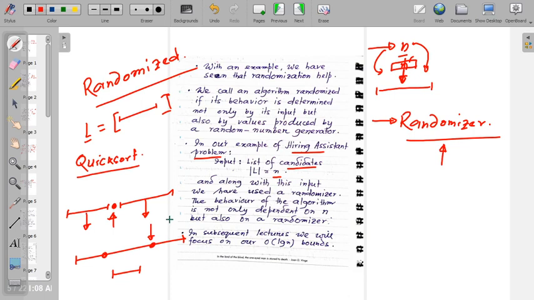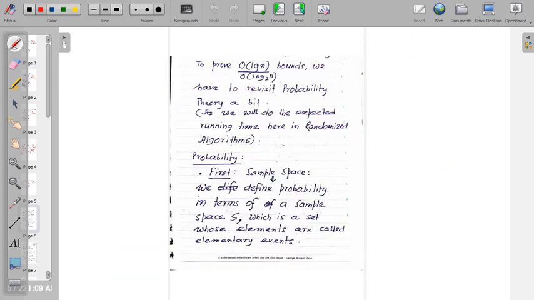So previously we did not take the help of a randomizer, and here along with the input we are taking the help of the randomizer, and maybe that process can increase the efficiency of the algorithm. Then we will call this quicksort the randomized quicksort. So this is the difference between the randomized one and the not randomized one. Along with the input, a randomizer will be there; that we will call a randomized algorithm. I guess you have got this point.